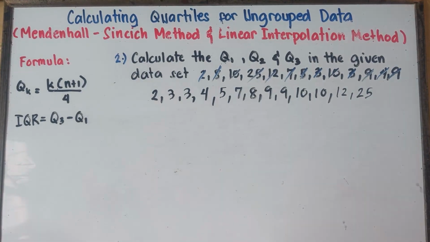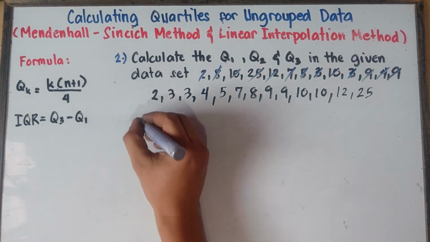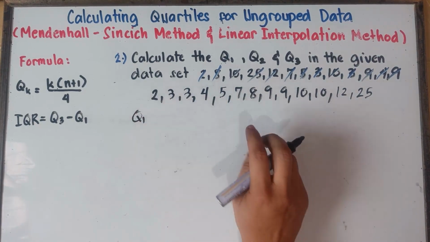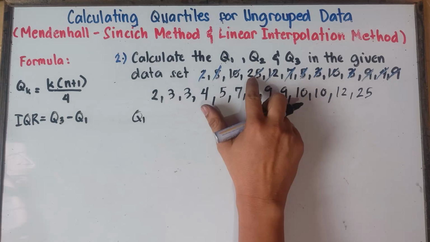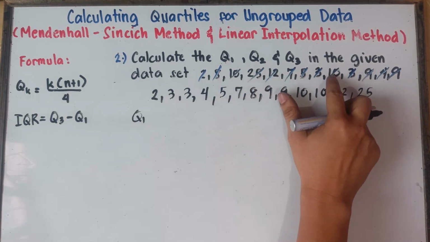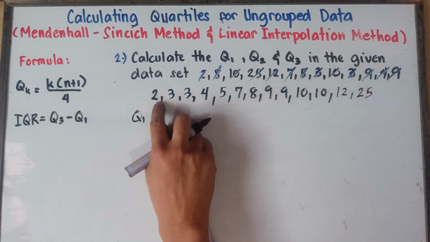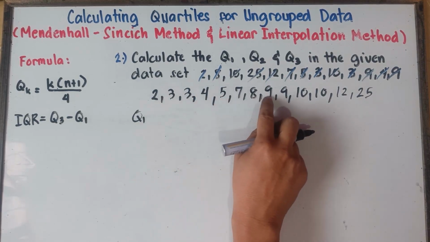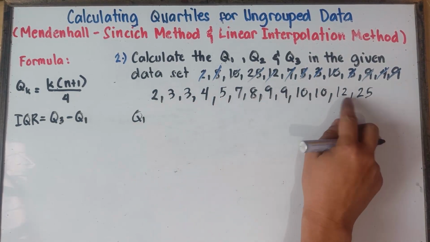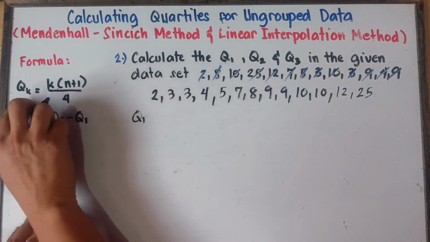Alright, so let's do that. Let's solve for quartile 1. Once again, class, you always check how many numbers there are. 1, 2, 3, 4, 5, 6, 7, 8, 9, 10, 11, 12, 13. So this will be our formula.